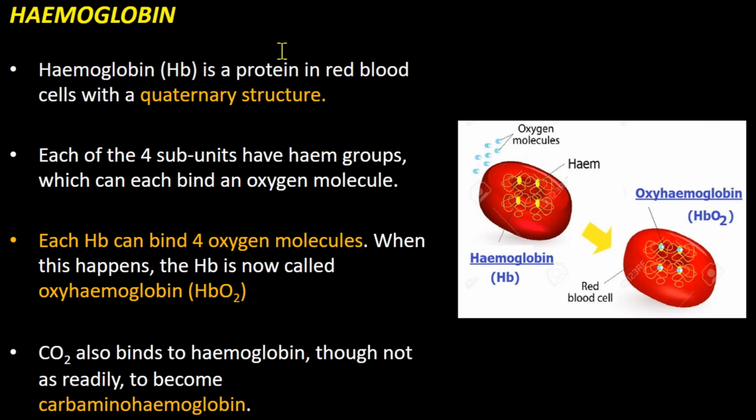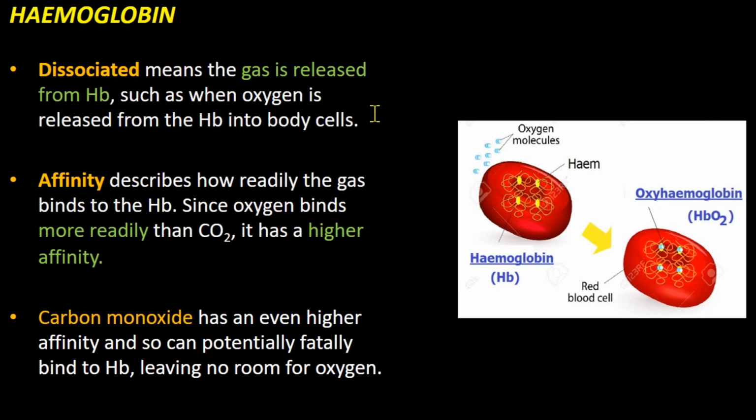That means it has multiple secondary and tertiary structures. There are 4 subunits, and each of the 4 subunits in hemoglobin have heme groups, basically with little iron molecules. Each of these can bind an oxygen molecule. So each hemoglobin can bind 4 oxygen molecules because there are 4 subunits. So when this happens, the hemoglobin is now referred to as oxyhemoglobin. Carbon dioxide could also bind to hemoglobin, but not as readily as oxygen. But when it does, it is called carbaminohemoglobin. So we have to get accustomed with a few terms here.